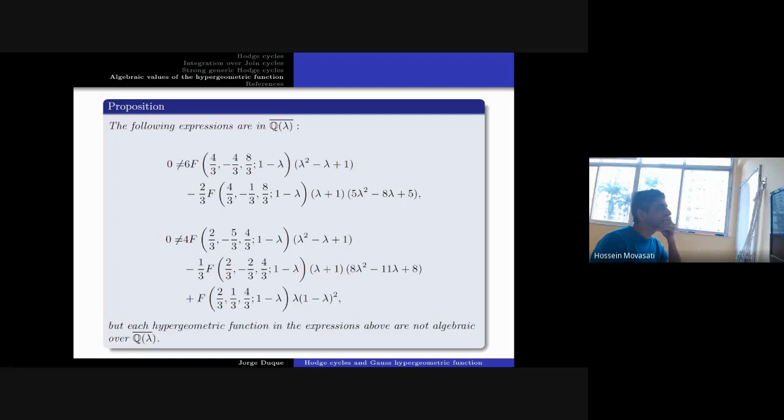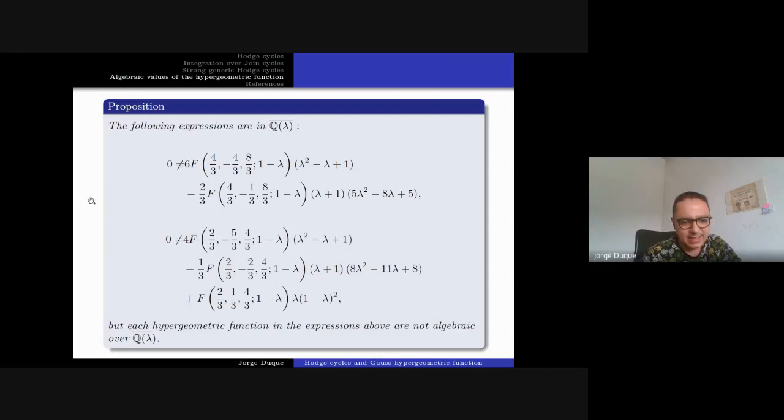To prove that these hypergeometric functions are not algebraic, we use the Schwarz list.